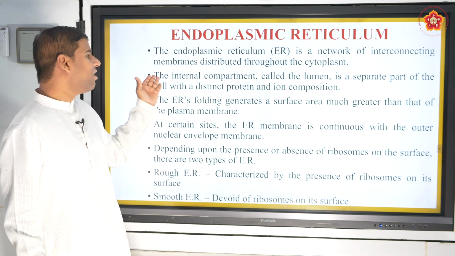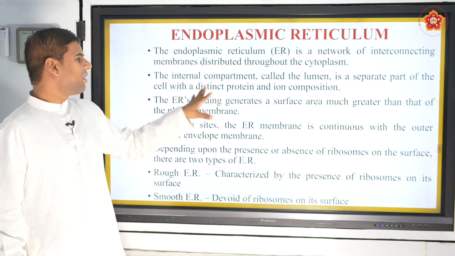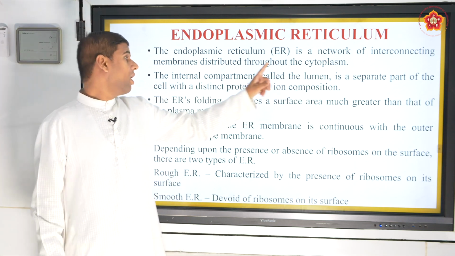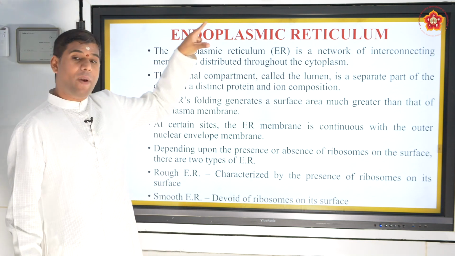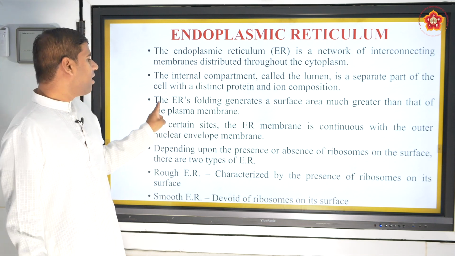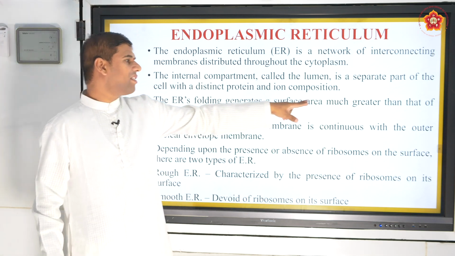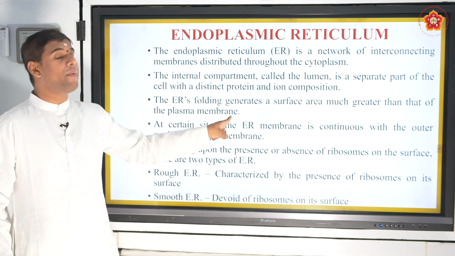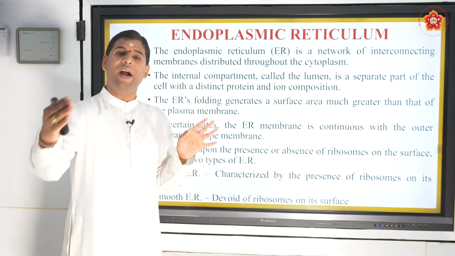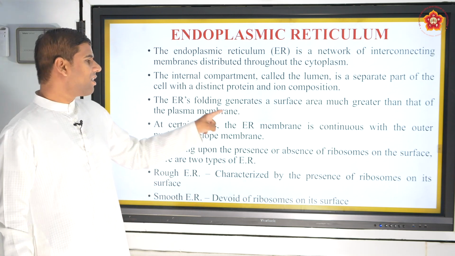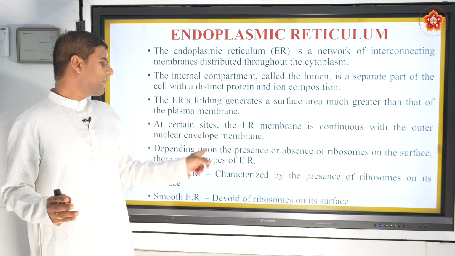Alright, you have this internal compartment that's called the lumen, and it is a separate part within the cell which has a distinct protein and ion composition. There's a lumen present in the endoplasmic reticulum. The ER's folding generates a surface area that is greater than that of the plasma membrane. What is the surface area? It means the area present, which gives a very wide surface, alright. At certain sites this ER membrane is continuous with the outer one and it develops the nuclear membrane.